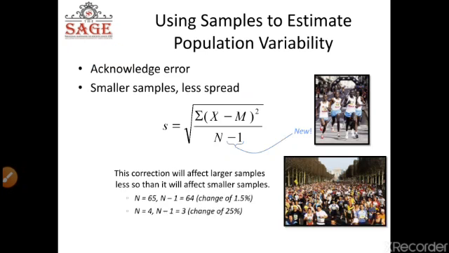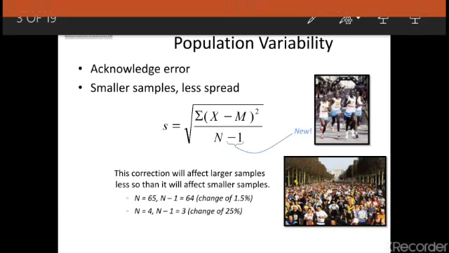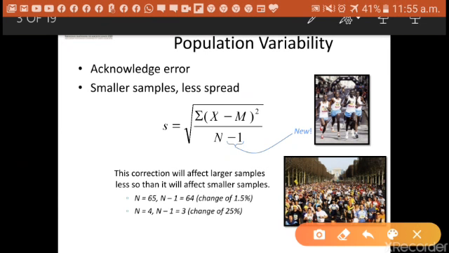Why do we have to acknowledge certain errors? Because smaller samples mean less spread. That means if you are taking a small sample, it is very difficult to apply your result to the entire population. So we have to reduce our spread. When we have to reduce our spread, what we do is you can see here.